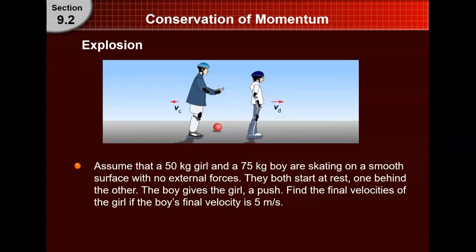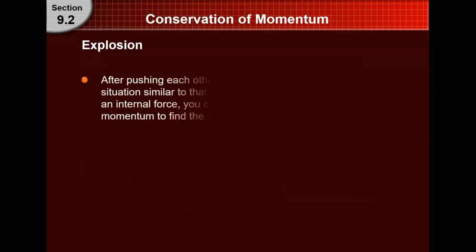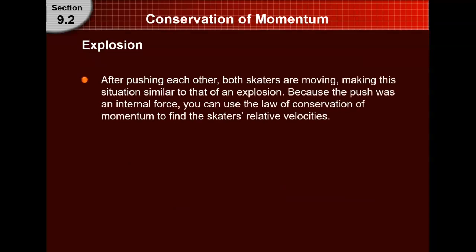So we have two kids standing on rollerblades. They both start from rest, and one pushes the other one. The boy's final velocity is 5 meters per second. So they start together and they push, and she's going to go one way and the boy's going to go the other way. Due to Newton's third law of motion, there's an equal and opposite force acting on it. We're going to figure out the final velocity of the girl if we know the boy's velocity is 5 meters per second. So both skaters are moving.